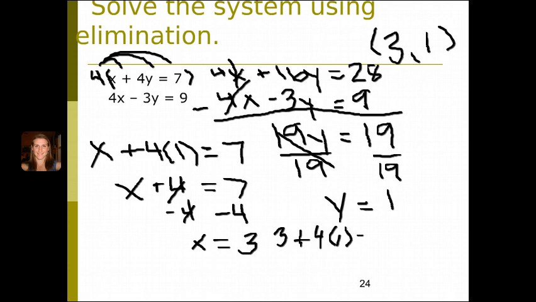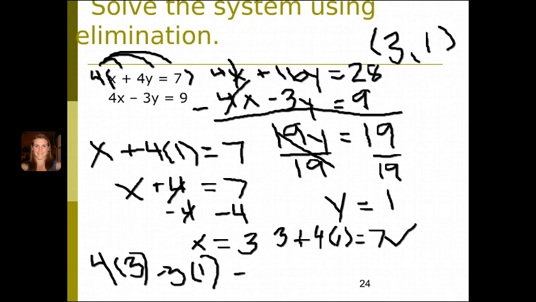Now we can check it in the bottom one. So we would have 4 times 3 minus 3 times 1, and that should all equal 9. 4 times 3 is 12. Negative 3 times 1 is negative 3. 12 minus 3 would give us 9, which checks out.